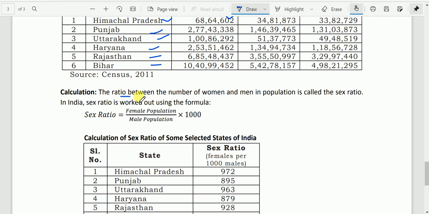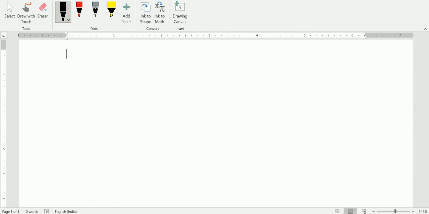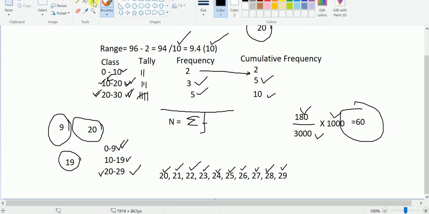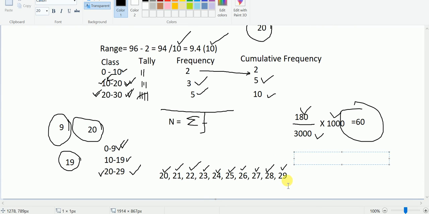Okay. The ratio between the number of women and the men in the population is called sex ratio. And in the case of India, sex ratio is calculated using this formula. So this formula is mainly used in India. Sex ratio is equal to female population divided by male population, multiplying it by 1000. So this is for India. However, in some European countries, in some Western countries, sometimes they are using another formula.